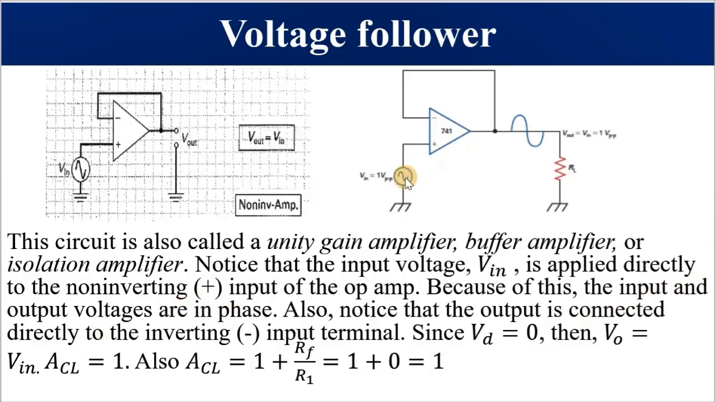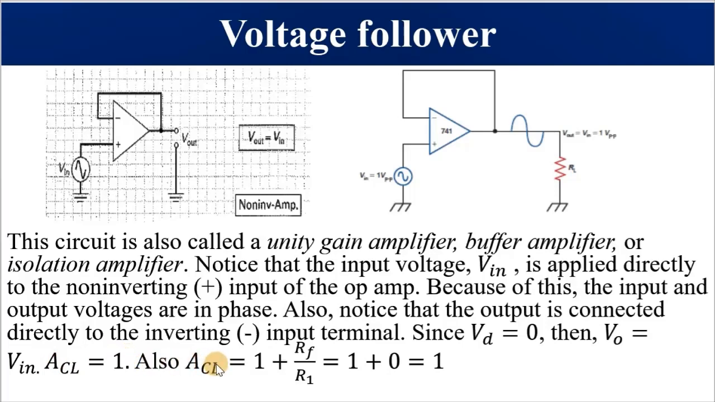As you can see, the input and output are in phase. Also notice that the output signal is connected directly to the inverting input. There is no feedback resistor. Because V is equal to 0, as we saw in the virtual ground concept, it means that the output is equal to the input. So closed loop gain is equal to 1. V out divided by V in is equal to 1.